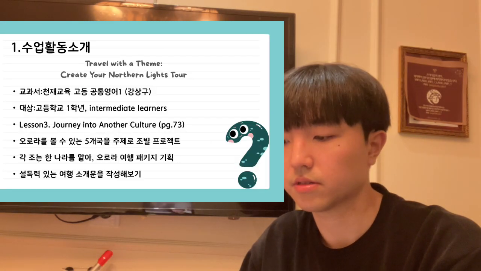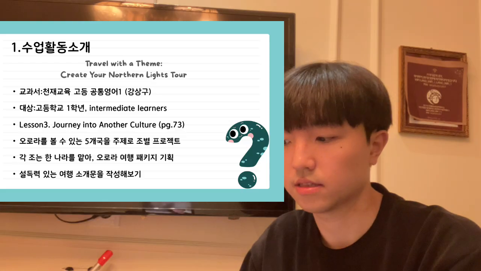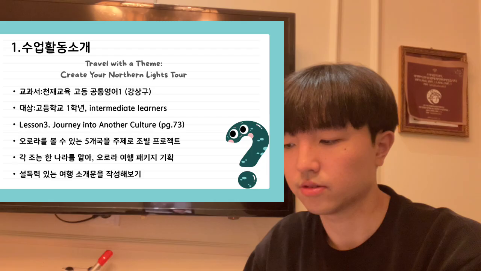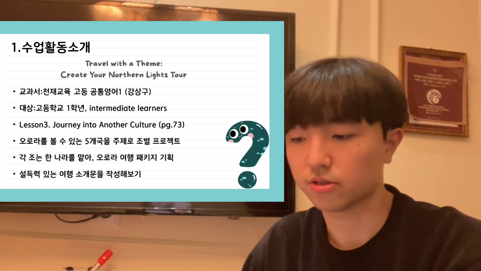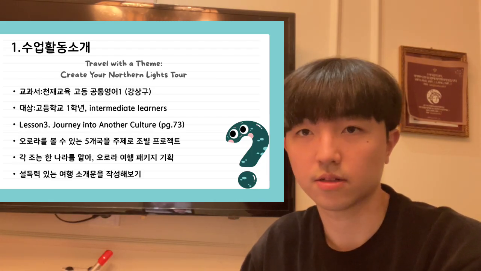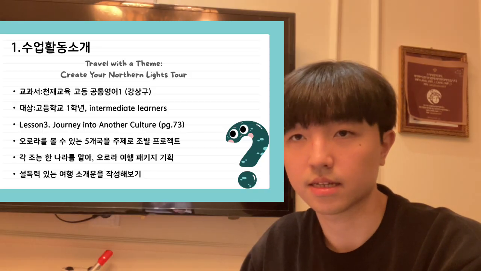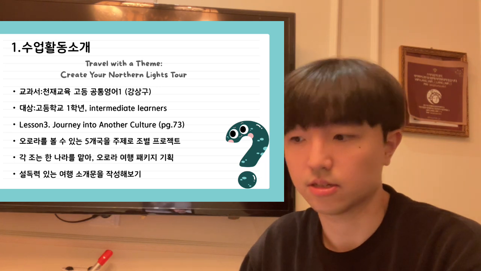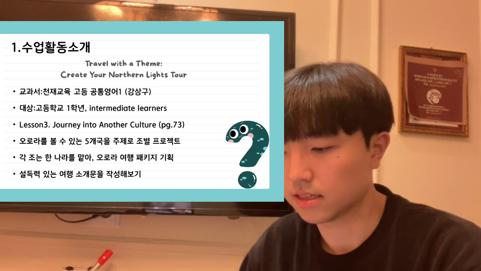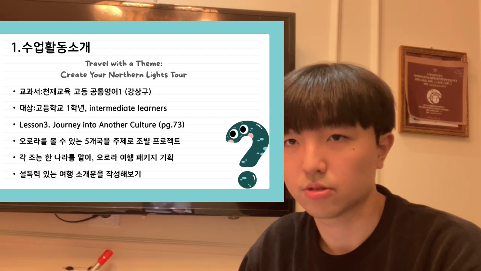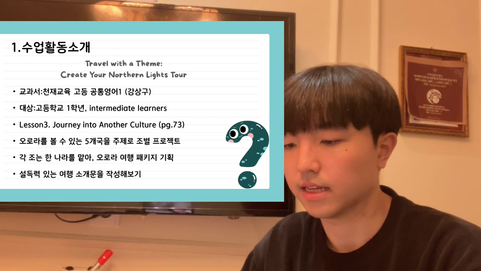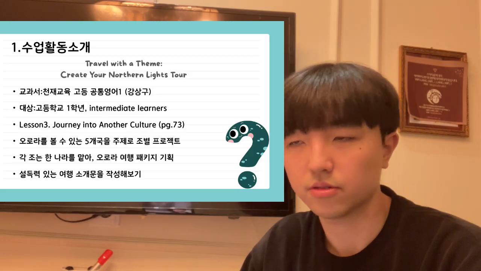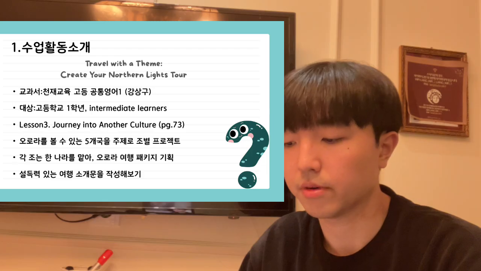First, the textbook we chose is Chanja Education's High School Common English 1, aimed at first year high school intermediate students. We assume that the students have individual digital devices, and we selected lesson 3, Journey into Another Culture, which is a travel-related unit. At the end of the unit, there's an activity where students choose one of the 5 countries where they can see the northern lights and plan a trip. We aim to make this activity more interesting and practical.